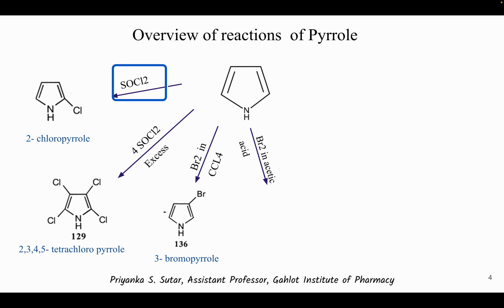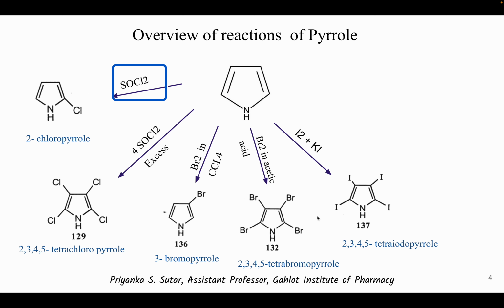Now moving on to the second reaction condition, bromine in acetic acid, which is acidic condition. Bromine in acidic condition forms 2,3,4,5-tetrabromopyrrole. Now you see the difference: a subtle change in the reaction condition changes the product. Next is iodination. Iodine plus potassium iodide will again give 2,3,4,5-tetraiodopyrrole.